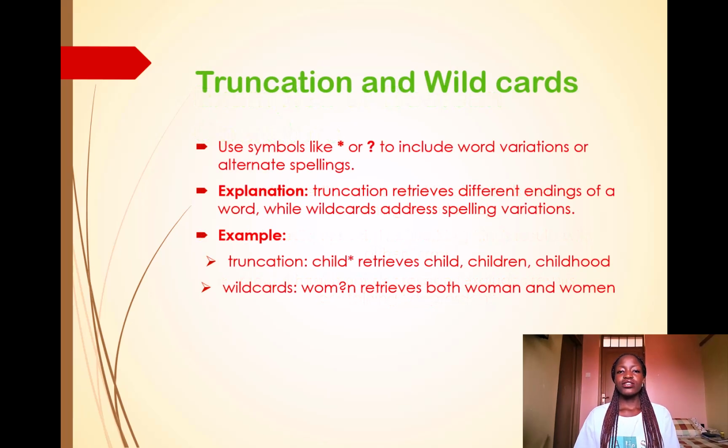Yeah, let's look at truncation and wildcards as a component of search strategy. The use of the two signs that we're having is to include word variations or alternate spellings. Truncation retrieves different endings of a word, while wildcards address spelling variation. You can obviously see the examples that they have provided us with. Child* finds child, children, or childhood.